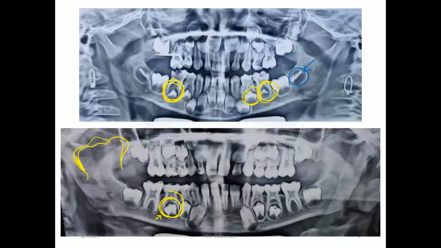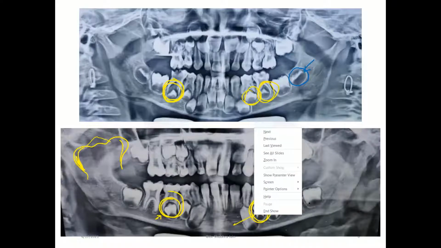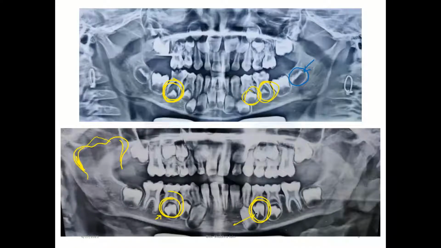So you would know for which tooth the eruption has started. Has the eruption started for this tooth? Anyone? Has the eruption started for this tooth? Yes, because the crown is complete, and if you can see very clearly here, you can see the enamel ending. So it means that the crown is already completed and the root formation has started.